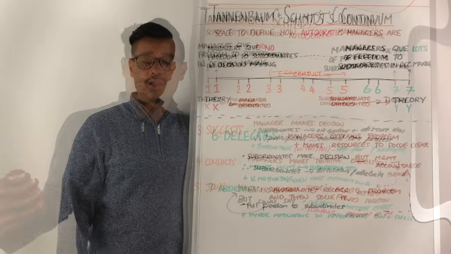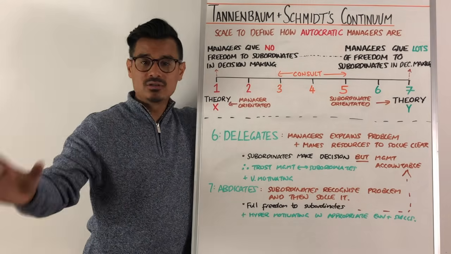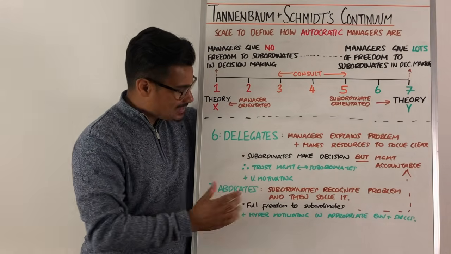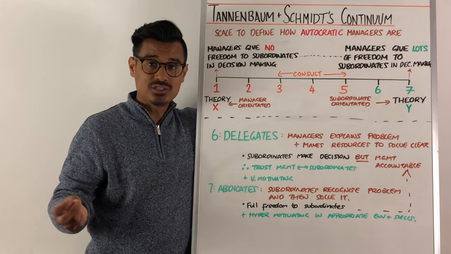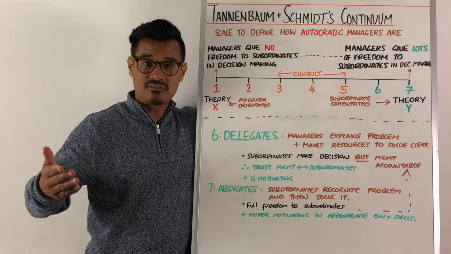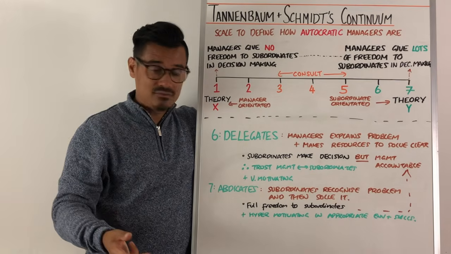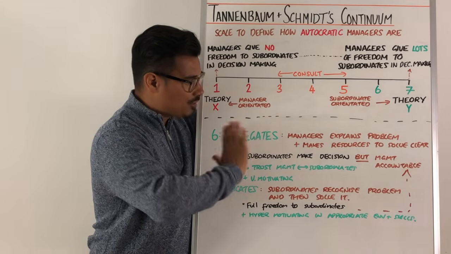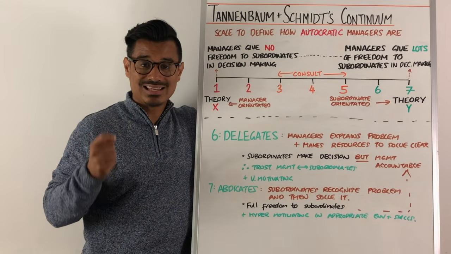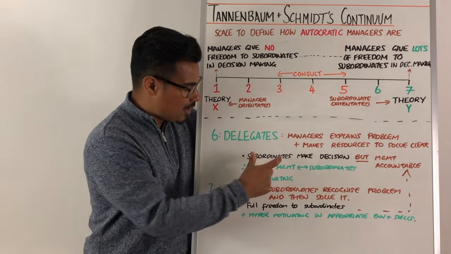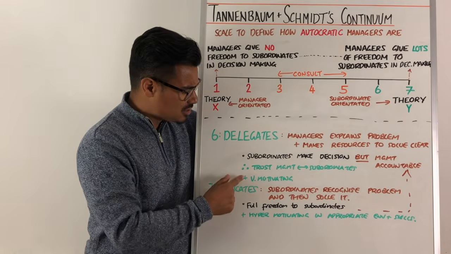Now let's move on to the last two. The last two to look at are the subordinate orientated, number 6 and number 7. They are absolutely Theory Y, they are delegates and abdicates. So delegates is when managers explain the problem to the subordinates and they will also say this is the amount of resources we have available. That could be the finances we have available, the amount of staff you can put on it, the amount of time you have to solve the problem. Managers explain the problem and say, these are the resources you've got. Then the subordinates will make the decision, but management remains accountable for that decision that has been made by the subordinates. Clearly it involves a huge amount of trust between managers and subordinates, but can be very motivating if it works.